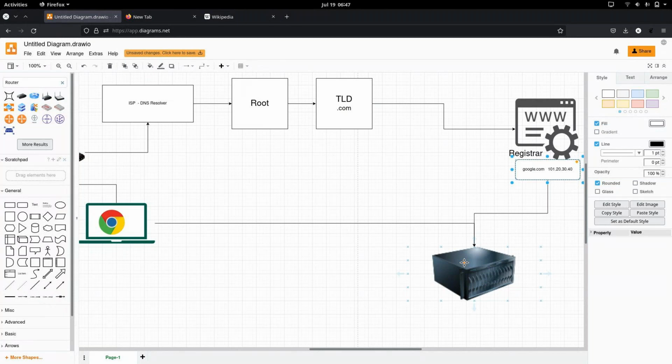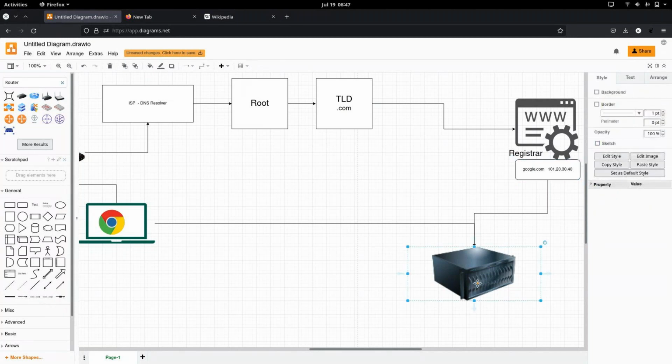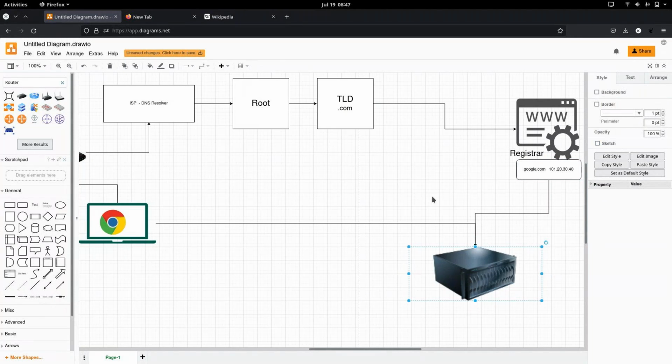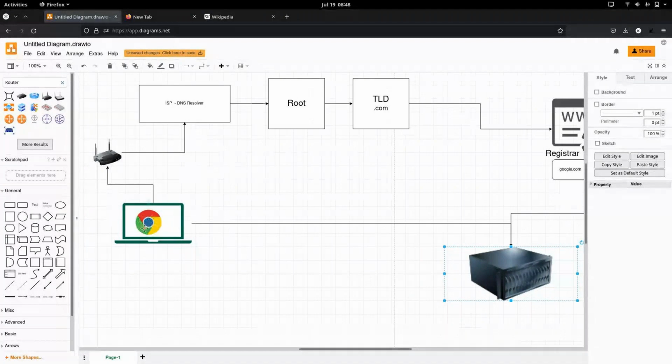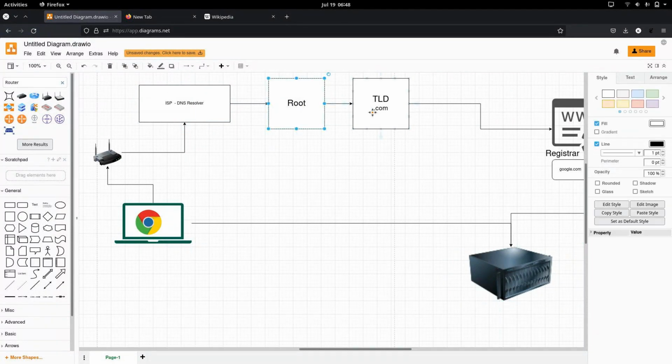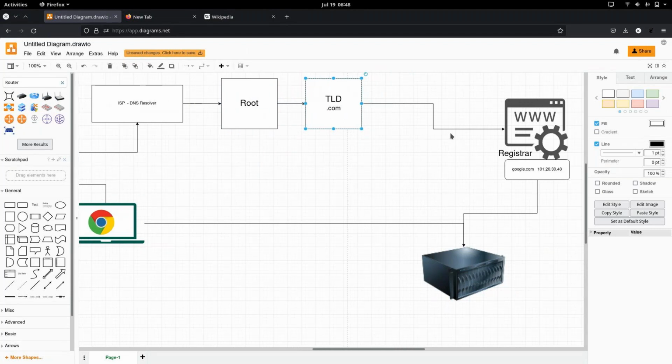But let's suppose it goes to a web server. Okay, so this is the actual flow. First your browser will check its own cache. It will check your computer's cache. If not, it will check in the router, then the ISP DNS resolver. If it's not available, the DNS resolver will forward the query to root servers. These are all DNS servers. Okay, so the root server will forward to the top level domain. The top level domain will forward it to the registrar, and the registrar might or might not have information.